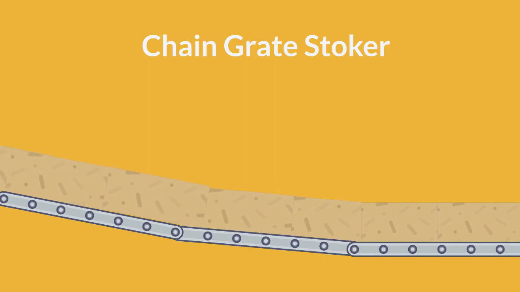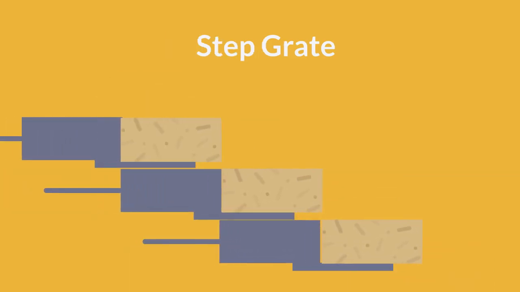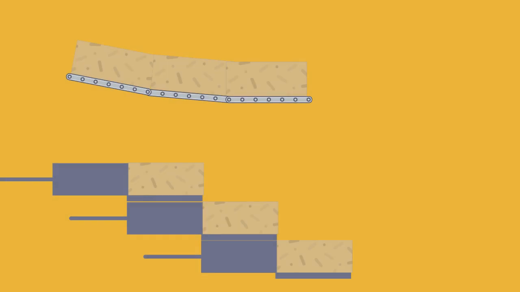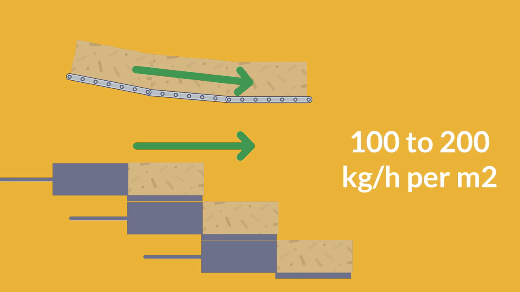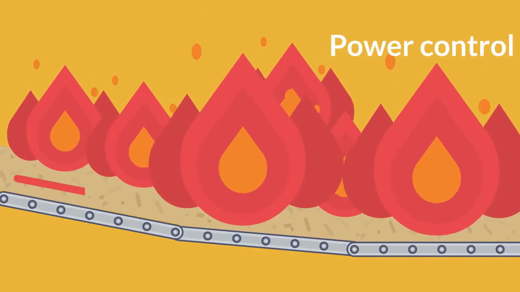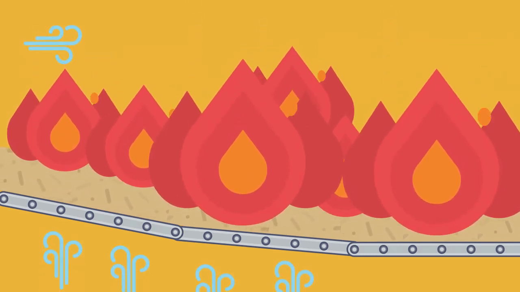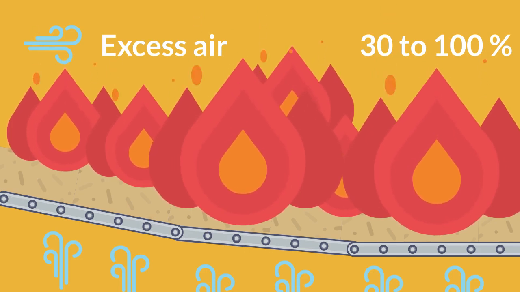Chain grate stokers consist of a wide endless traveling chain that feeds and supports the fuel in a boiler furnace. Step grates are moved by hydraulic cylinders and pumps, which make the fuel roll down from the top. Let's analyze their main characteristics. The fuel consumption ranges from 100 to 200 kilograms per hour and square meter. The power control is done by means of varying the grate velocity. And the excess air needed is high, ranging from 30 to 100% of the stoichiometric air.